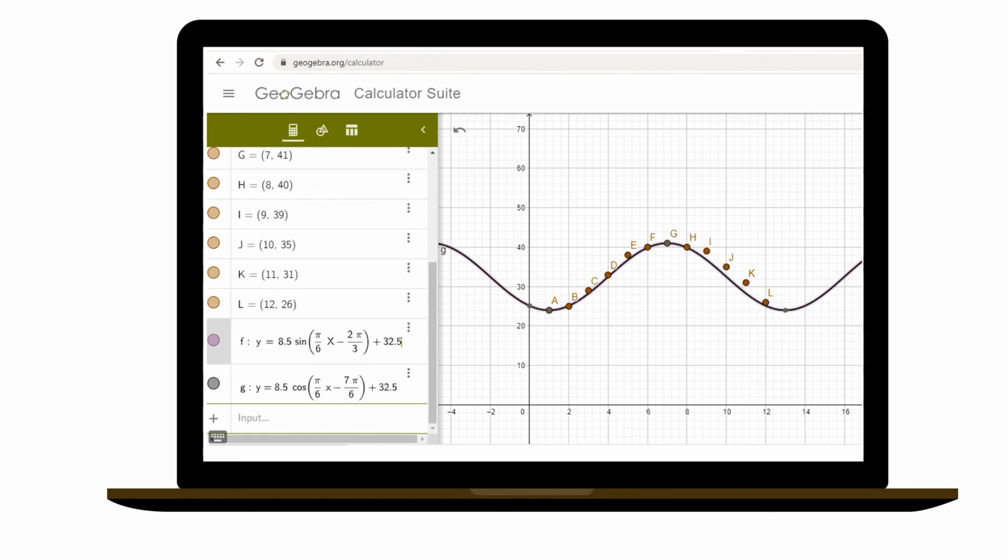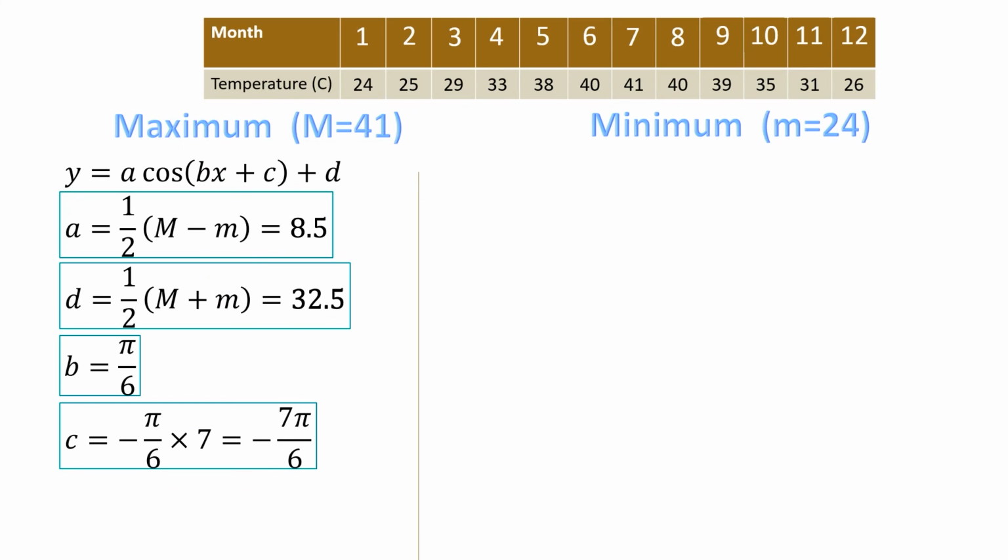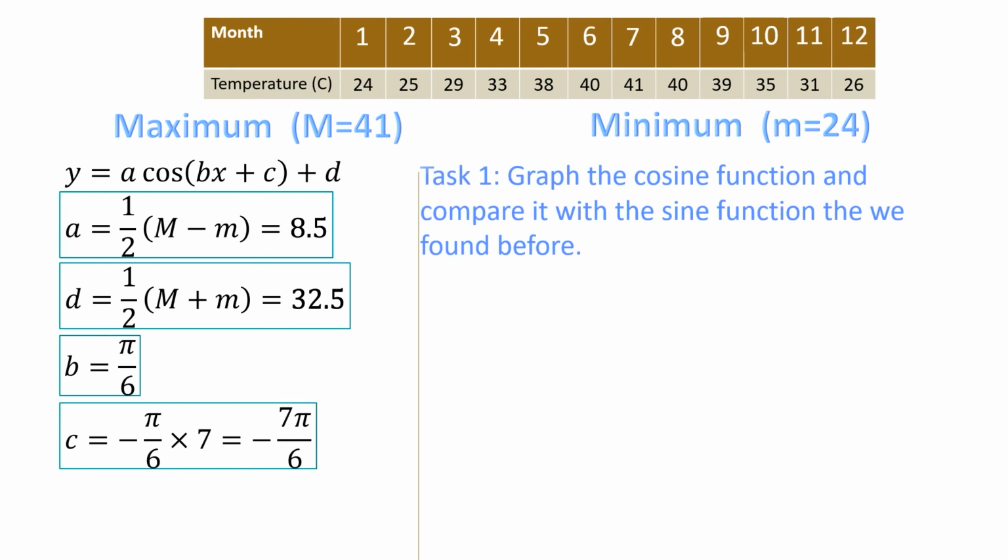Well, hopefully you found out that both the sine and cosine functions are exactly the same. Here I have graphed both the sine and the cosine functions, and on GeoGebra they are exactly the same. I can see only one line because they are exactly on top of each other. So we've done task 1.